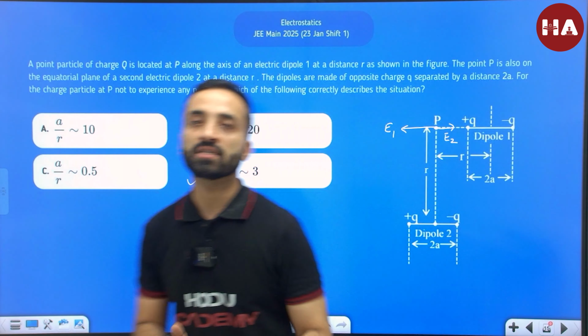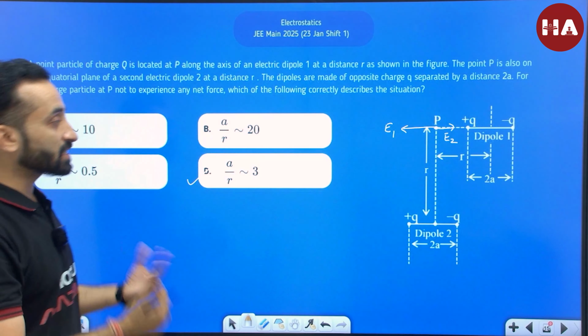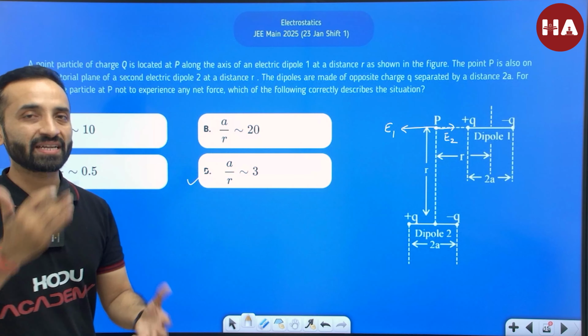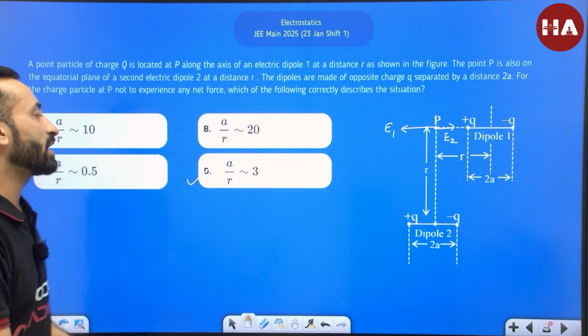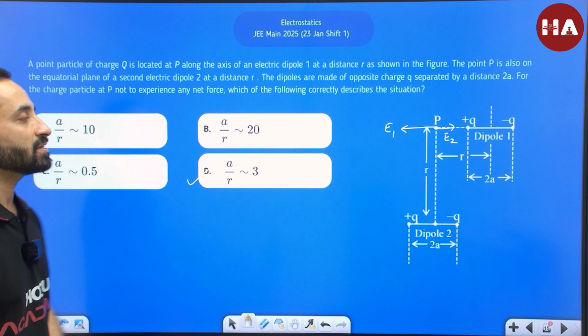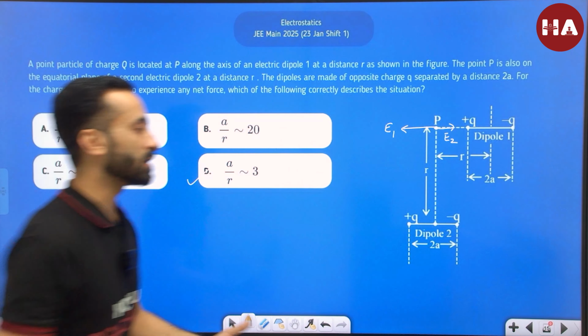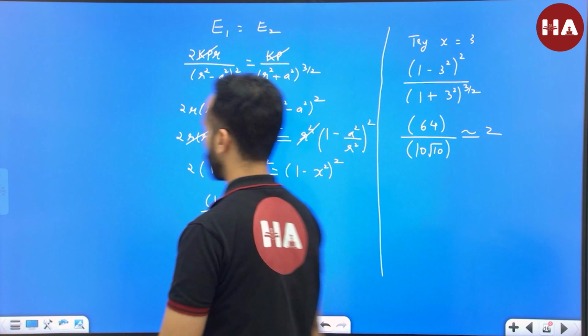But this question is not exactly correct. But still, if we have to choose the best answer here, then the correct answer would have been option D, that is a by r is approximately equal to 3. Still copy this down, then we move to the next one.